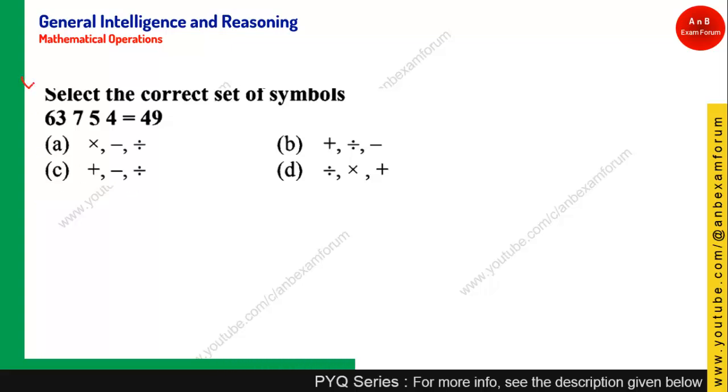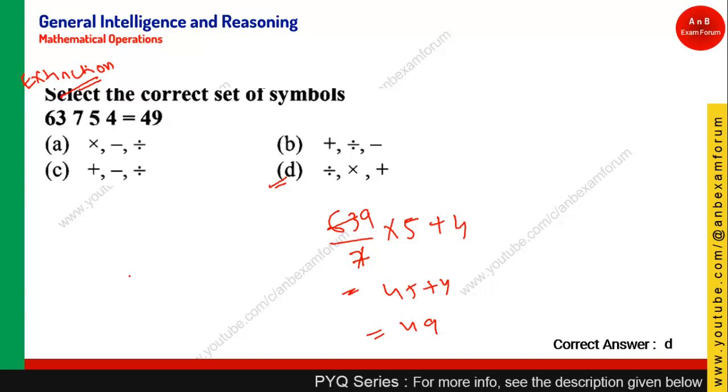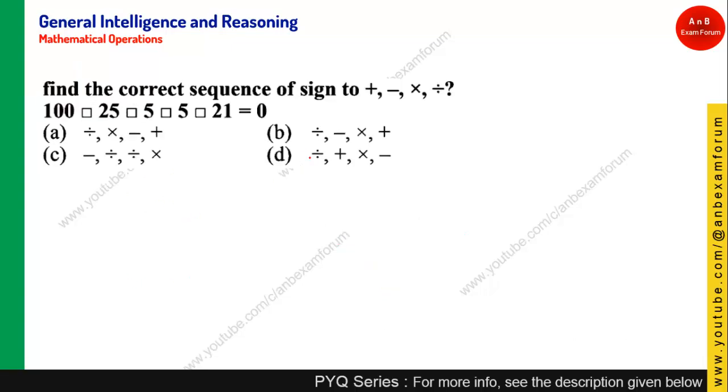This is the next category of question, which I call the extension of the symbol, where symbols have disappeared in the equation, and you need to choose from the options given below. Again we are going to start with option D, our favorite option. 63 divided by 7 multiplied by 5 plus 4. 7 9s are 63 and 9 5s are 45 plus 4. It is 49. So option D is the correct answer.